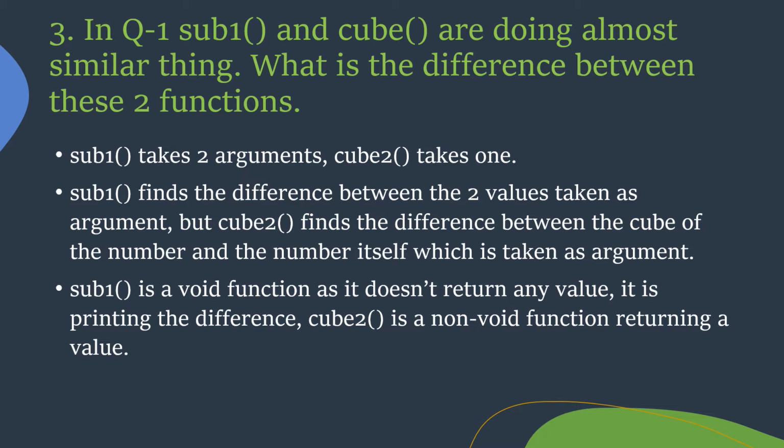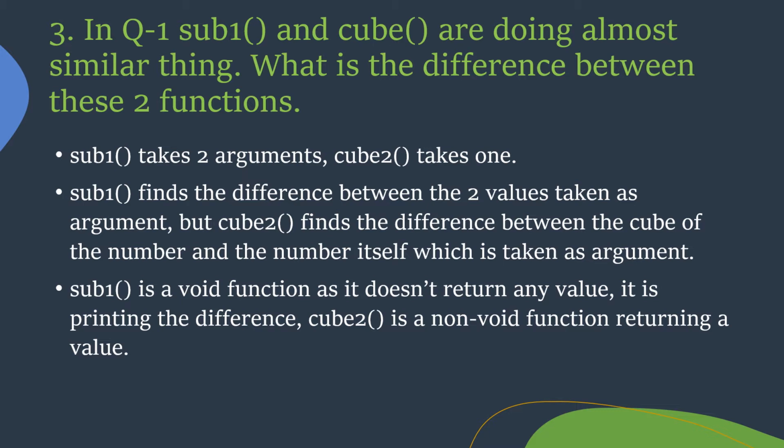So even though these two are doing the same, finding the difference, the first one is taking the difference of the two values which are taken as arguments. The second one is taking only one number as argument, and it is finding the difference between the cube of that number and that particular number.